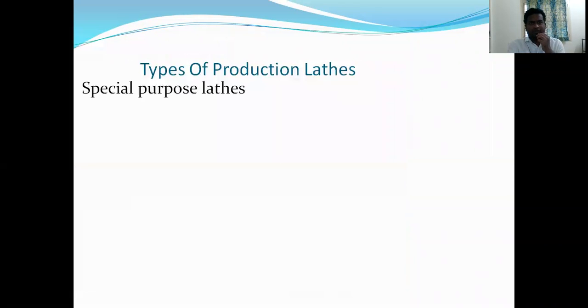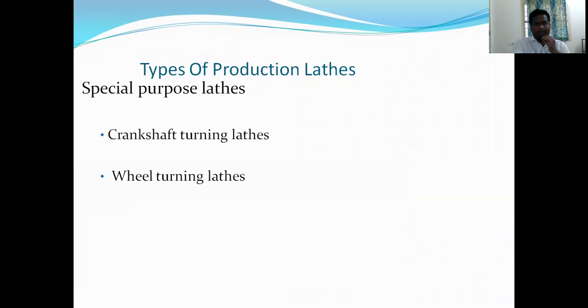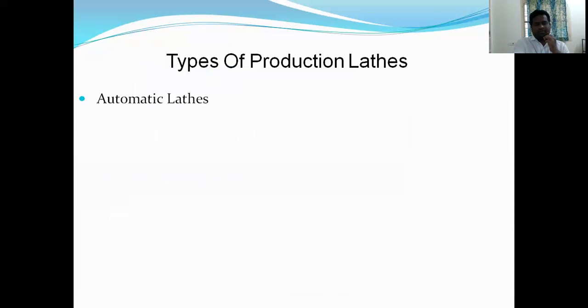Next, we are moving to special purpose lathes, that is, the types of production lathes. Crankshaft turning lathes, wheel turning lathes, camshaft turning lathes. What are those special purpose lathes? Crankshaft turning lathes, wheel turning lathes, camshaft turning lathes. These are types of production lathes, and we have already learned this.